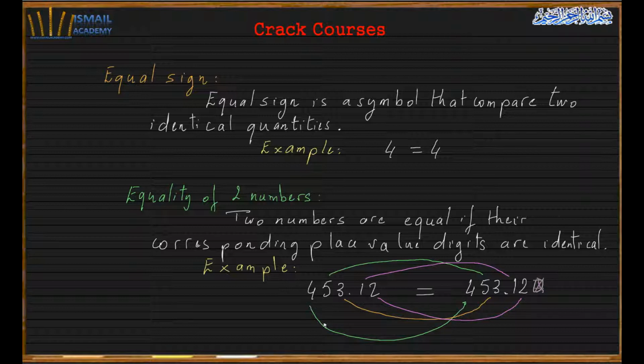The corresponding place values must be identical. The hundreds in the first number must be the same as the hundreds in the second one. The tens in the first must be the same as the tens in the second. The ones must be the same, the tenths must be the same, and the hundredths must be the same. Then I can conclude that those two numbers are equal. This is how we check if two numbers are equal or not. You see, we just use place value here.